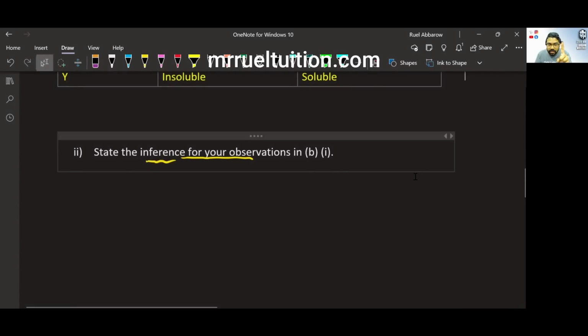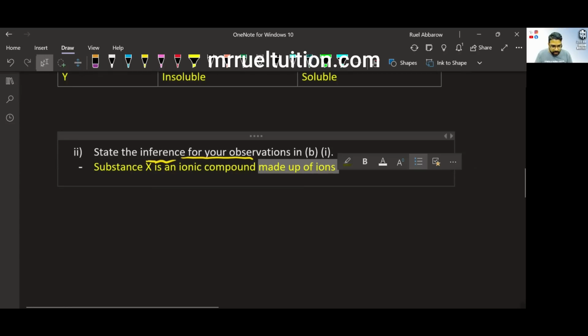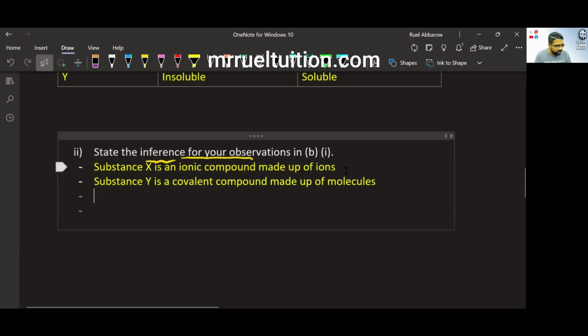So that would be the basic inference, if it's just 1 mark. Okay. It's a basic inference. Substance X is an ionic compound. You don't have to say made up of ions, ionic compound. And then substance Y is a covalent compound. Done. You don't have to say made up of molecules. Now, the reason I added that is in case it's more than 1 mark and you need to explain further, just in case. If it's just 1 mark, or in this case, it could be just 2 marks because you're explaining for 2 substances, don't add anything else. Don't.